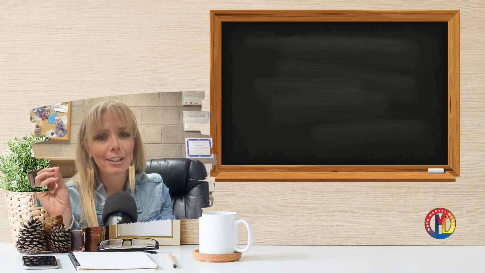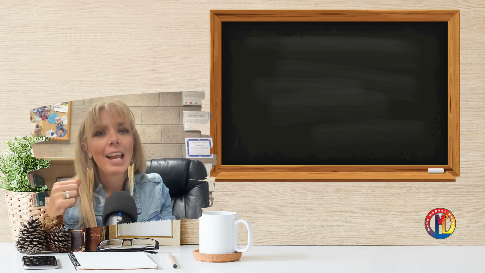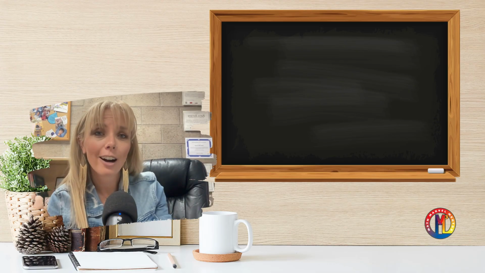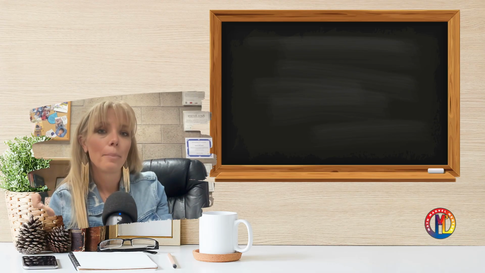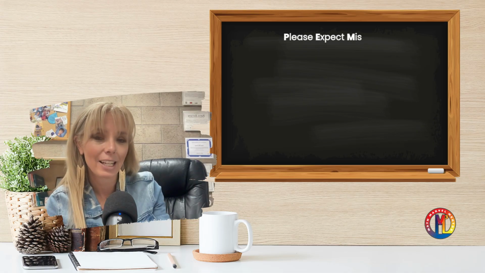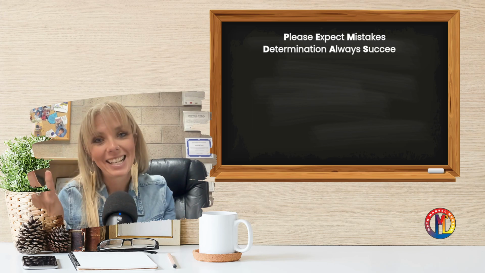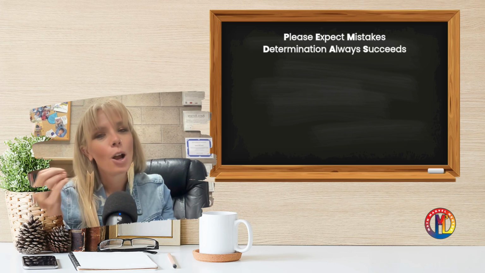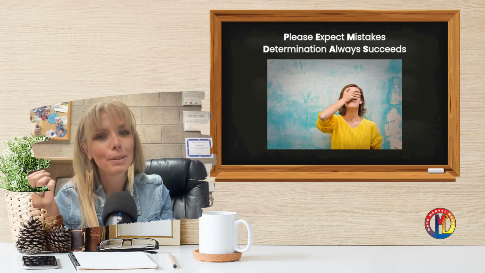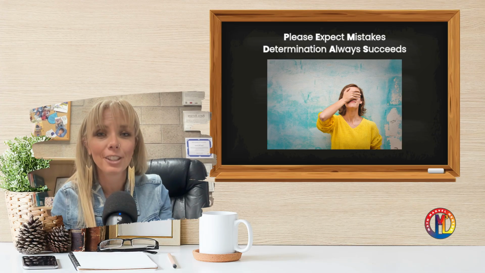So mathematicians are accurate. They like to attend to precision. And so for mathematics, for our acronym, we are going to use Please Expect Mistakes. Determination Always Succeeds. And this makes sense when we're learning about mathematics. We have to expect mistakes. Please expect mistakes. That's how you learn. And then determination always succeeds.